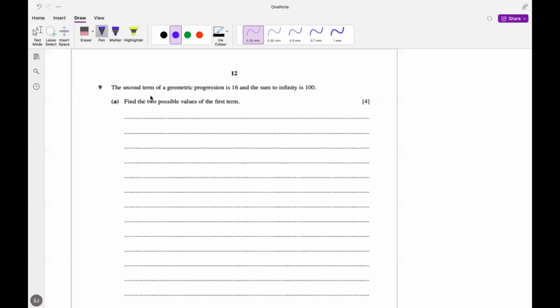In question 9, the second term of a geometric progression is 16 and the sum to infinity is 100. We have to find the two possible values of the first term. Now we know that the nth term is given by ar to the power n minus 1. As the second term is 16, we'll write 16 equals ar, since 2 minus 1 is 1. The sum to infinity is 100, and as the formula is a upon 1 minus r, we'll write 100 equals a upon 1 minus r.